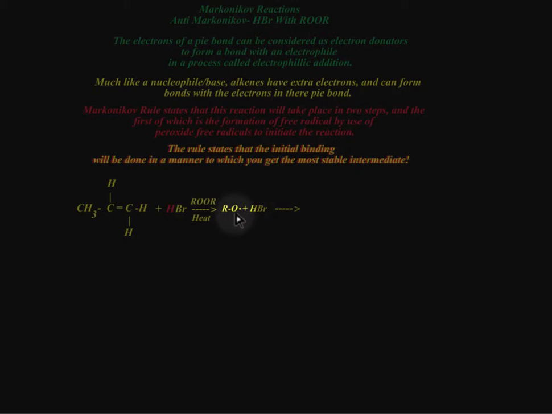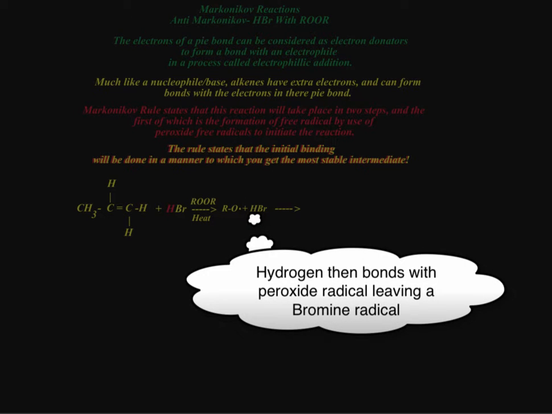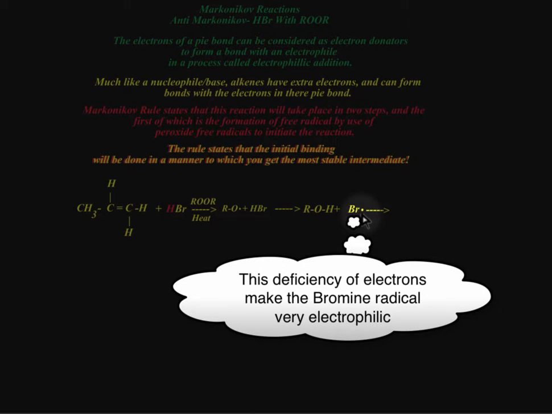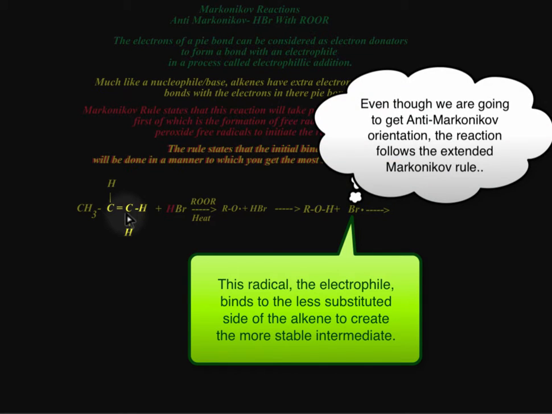And when the hydrogen bonds, it leaves bromine with an extra electron that's unbonded, and it's in trouble. It desperately wants an electron at that point. So you get a couple moles of this, and you're going to get bromine free radical. This is very electrophilic in nature. It wants to bind to electrons. These pi electrons are a suitable target. So, following the Markovnikov rule, the electrophile binds to the least substituted side. If you did that correctly, you should create the more stable free radical.